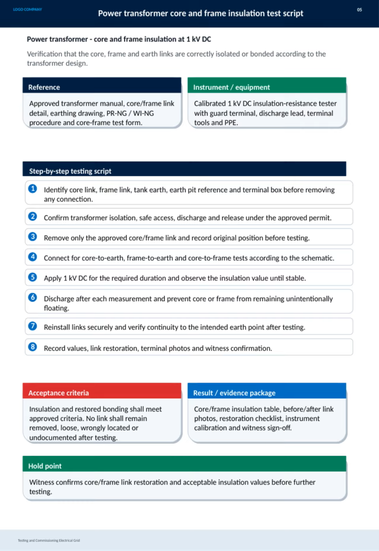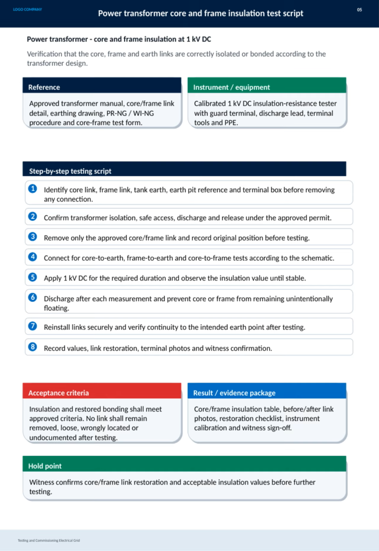First, we identify all relevant links and earth references before disconnecting anything. Then, we confirm transformer isolation and safe access under an approved permit. Only the approved core or frame link is removed, with its original position recorded. We connect for core-to-earth, frame-to-earth, and core-to-frame tests following the schematic. Applying 1 kV DC for the required duration, we observe insulation values until they stabilize. After each measurement, it's critical to discharge to prevent any part from unintentionally floating. Once testing is complete, we reinstall the link securely, verifying continuity to the correct earth point.